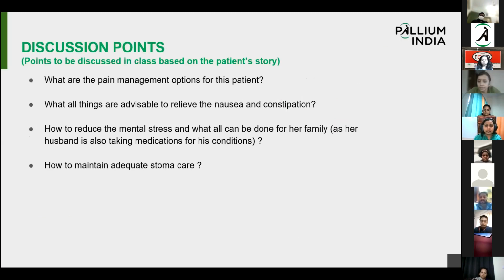So I'll ask the other participants, what do you think? Do you want to ask more questions or do you need more clarity? Or what do you think about managing this patient? For today's discussion, we'll start with the management of nausea and constipation, and then if time permits, we can take up the other questions also. But what do you think about managing nausea and constipation in this particular patient? I'll wait for the chat or someone to unmute and speak.